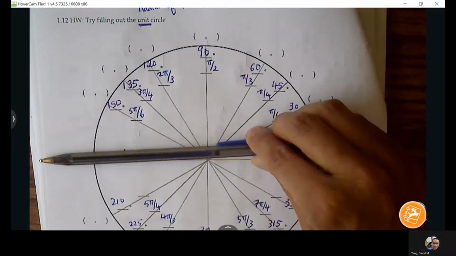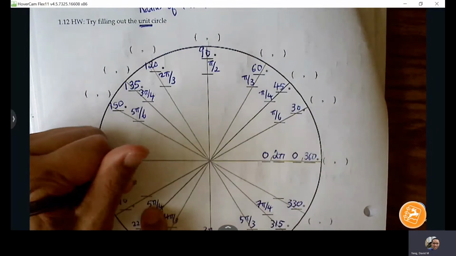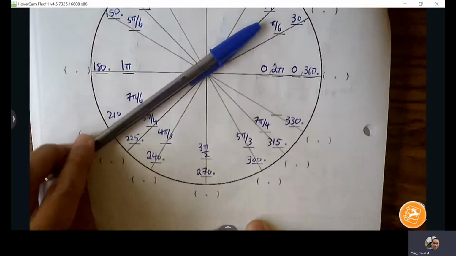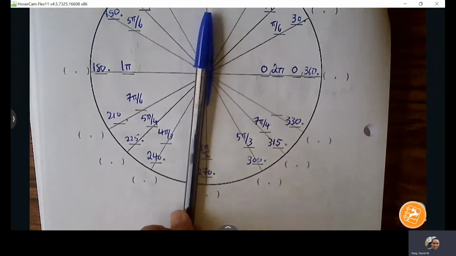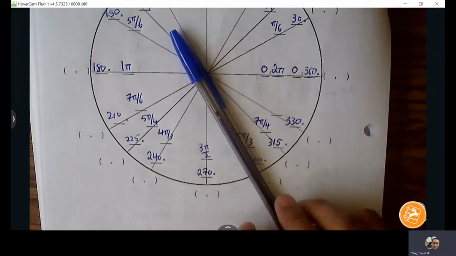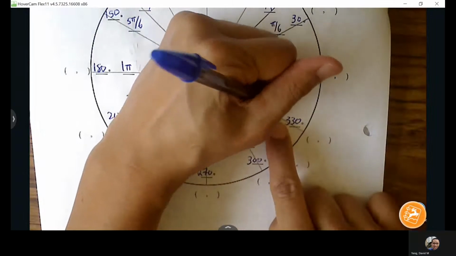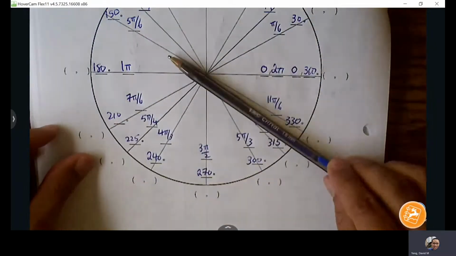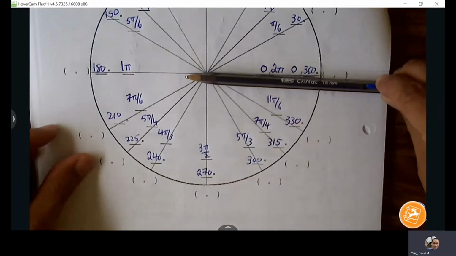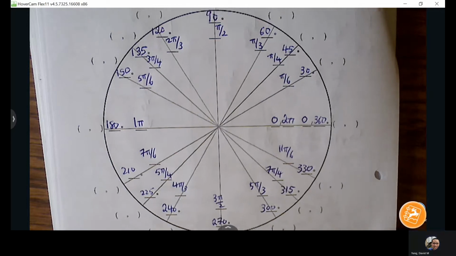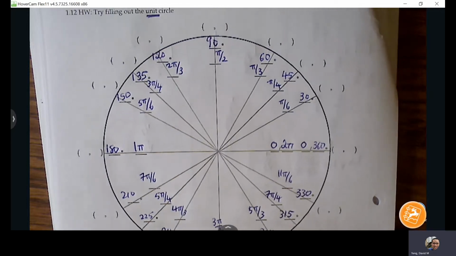6/6. 7/6. Okay, 7/6, 8/6, 9/6, 10/6. Okay. And then after 11/6, 12/6, back to 0. So no need to memorize these angles. If you know the starting points, you can just keep adding fractions all the way around until you get to 2π. Okay, good so far?